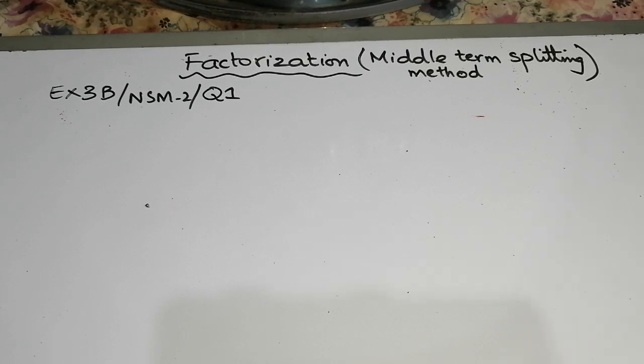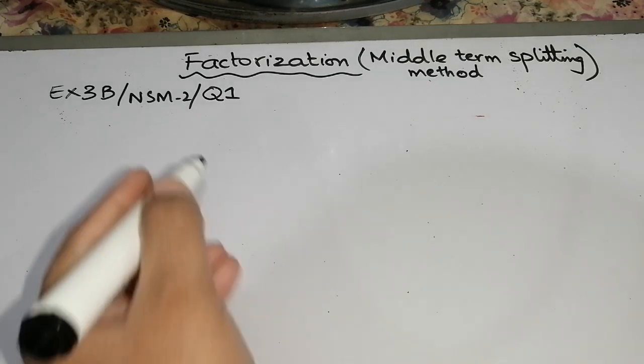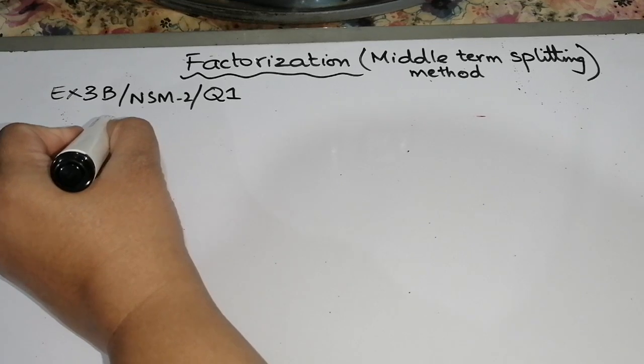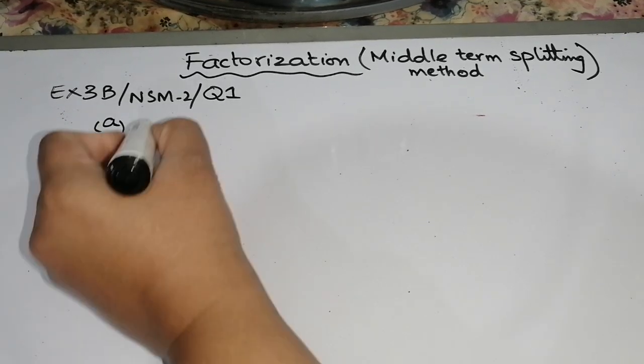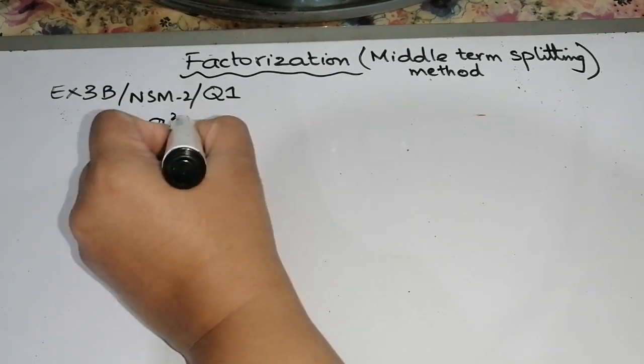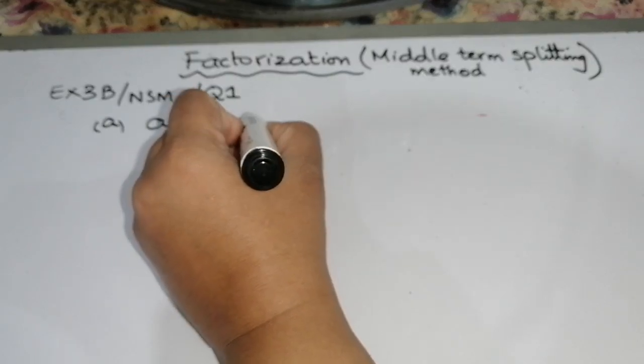In today's video we will talk about a very important concept of algebra, which is factorization, by splitting the middle term into two parts and completely factorizing the given expression. So I'm going to solve question number 1 of exercise 3b from NSM2. We will be solving two parts in this video, A part and C part. Both are having different variation. So I'm writing A part first. Part A is A square plus 9A plus 8.